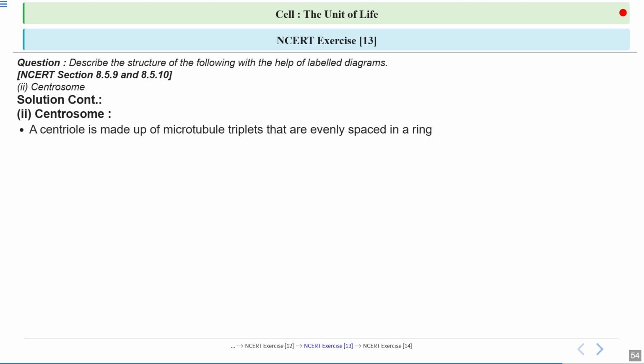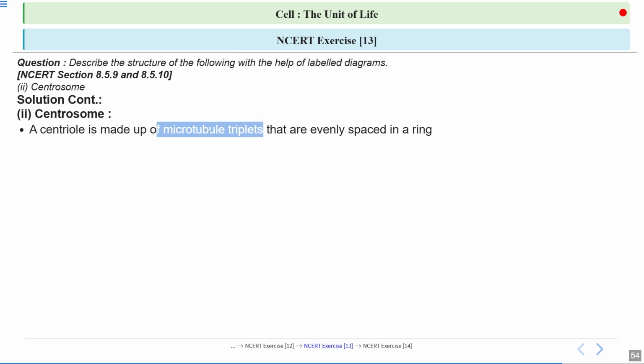Okay, so the centriole is made up of microtubule triplets that are evenly spaced in a ring. This is what is called a cartwheel-like arrangement. In the cartwheel-like arrangement, what is happening? There are triplets of the microtubule, and these triplets are also joined together. Adjacent triplets are joined together with each other. There are actually 9 microtubule triplets.